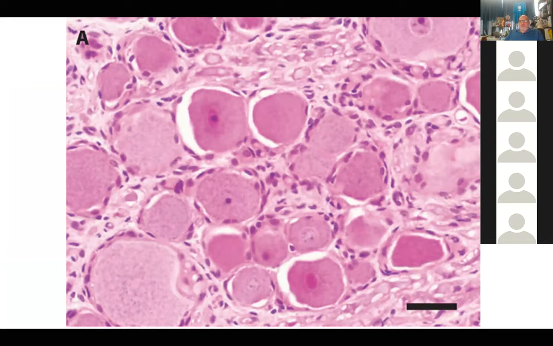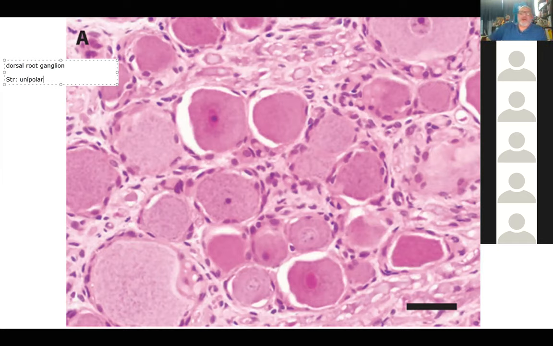None. Why not? These are the axons. They're not the axons, although that's a good guess. These are the cell bodies. But remember, we have a location. We're in the dorsal root ganglion. What is the structural classification of the neurons in the dorsal root ganglion? Unipolar.